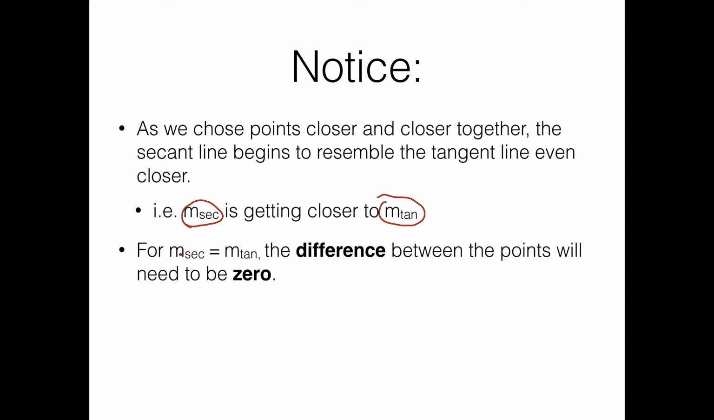For the secant line to equal the tangent line, the difference between the 2 points would need to equal 0, right? Because that way the secant line would be the tangent line, and their slopes would naturally be the same because they're the same line. However, we know based on our calculations that we cannot use the direct slope formula to calculate that slope. So here's what we can do. To emulate this, we'll need to use a limit.